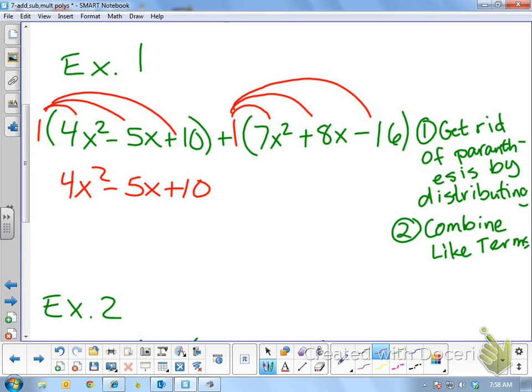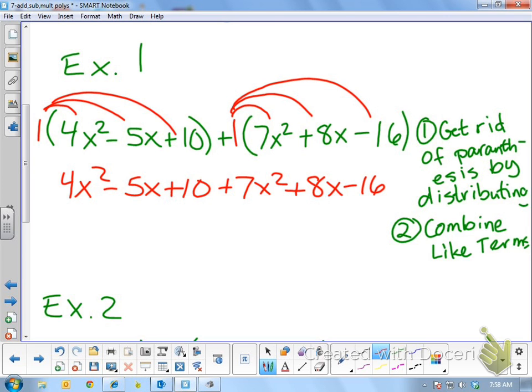So we also distribute the 1 in the second parentheses. 1 times 7, still 7. Once again, doesn't change anything. But I show that step because when we get to the negatives, negatives do affect things. So I want to show what's going to happen when we get to the negatives as well.